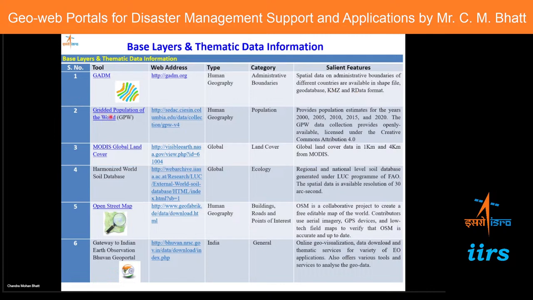Then you have Gridded Population of the World data. This can also be downloaded. Then there is MODIS global land cover. Of course, many land cover maps have come in recent times from ISRO and others. Then there are soil databases and OpenStreetMap. Including our ISRO, we have the Bhuvan Geoportal, which also provides a number of administrative boundaries to be used.